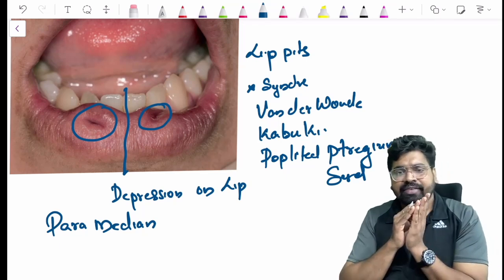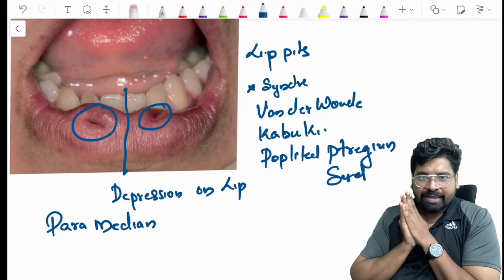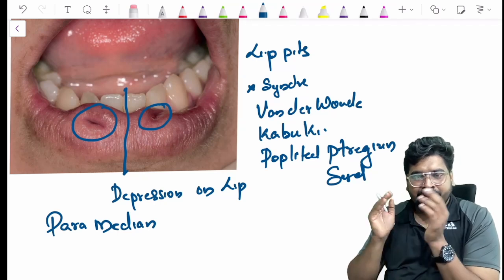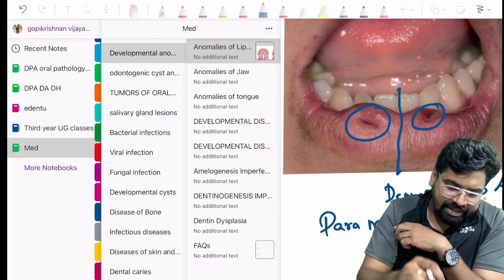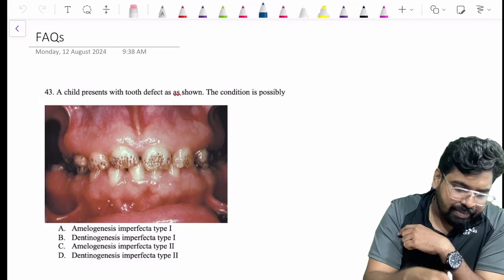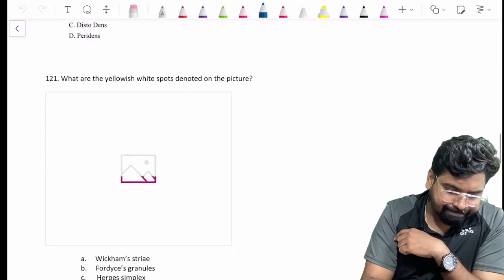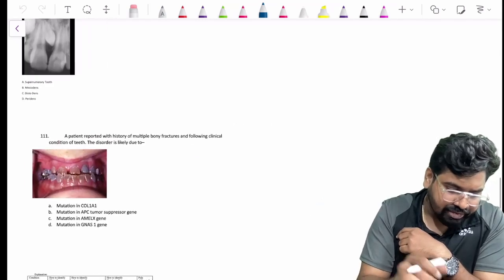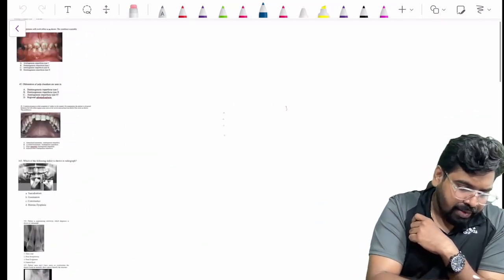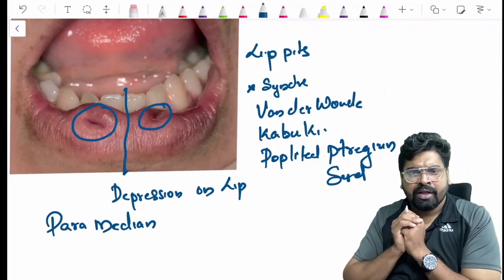So these are the different anomalies of your lips. I hope the anomalies of the lip are clear to you. You have cleft lip, cleft palate, and lip pits. Let's see if there is any question which was asked in the previous year question papers about lip clefting. No. Okay, so that's about your clefting, the anomalies of your lip.